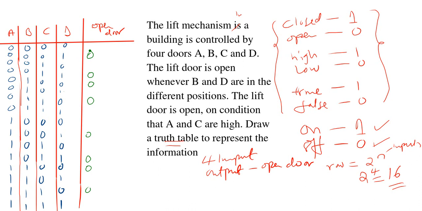Then another condition is that the door is also open on condition A and C are high. So it means A and C should have logic 1 in order to have a 0 on the open door. So we consider where A and C have 1. So you'll find that A and C, where they have 1, we have also, you can see if the two conditions are also rhyming with one another, because at this position we have A1 and that is not that one. We have A1 and C1. So here we are having a 0 at this point.